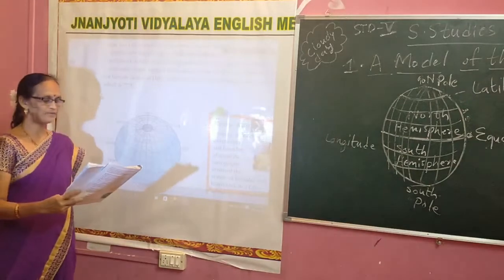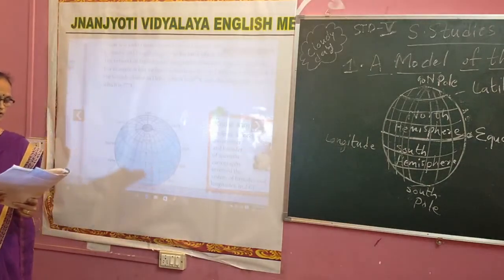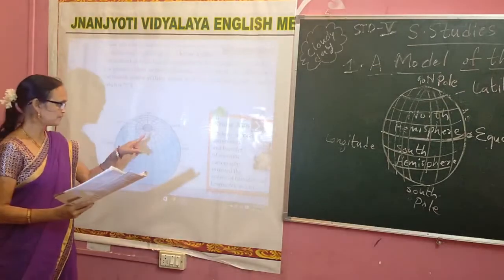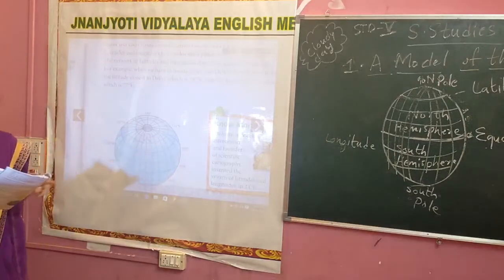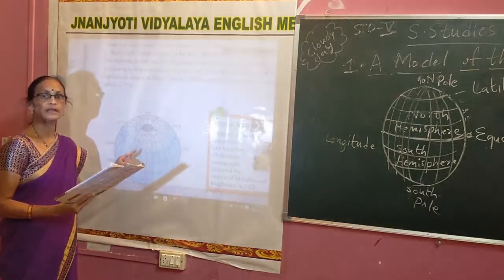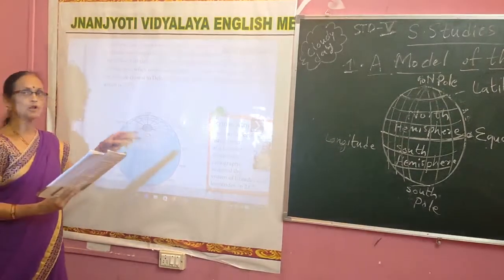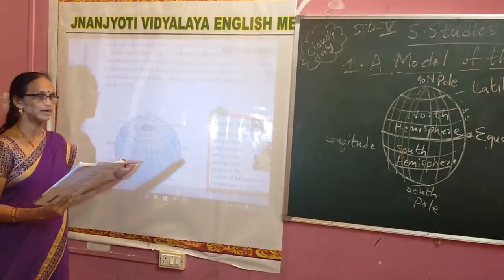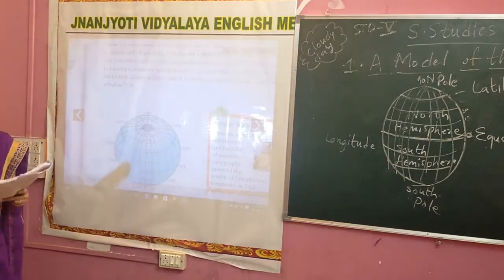For example, when we want to locate a city, say Delhi, on the map or globe, we have to find the latitude closer to Delhi. We have to locate which latitude is closer to Delhi and which longitude is closer to it. If we locate both, we can get the exact place where it is located on the globe.